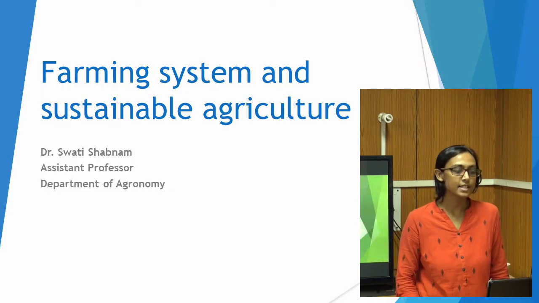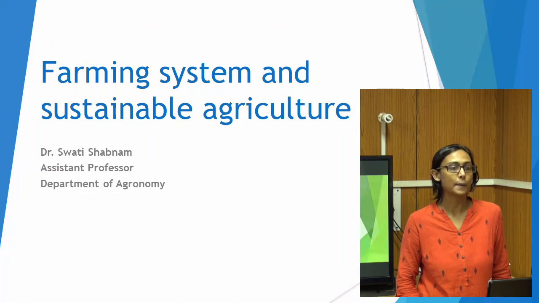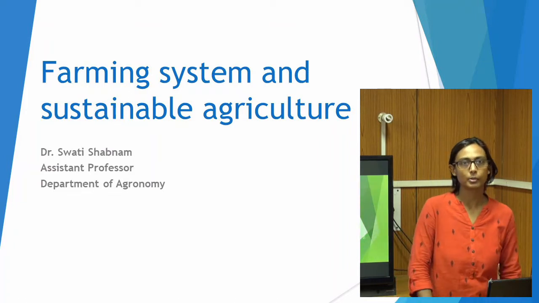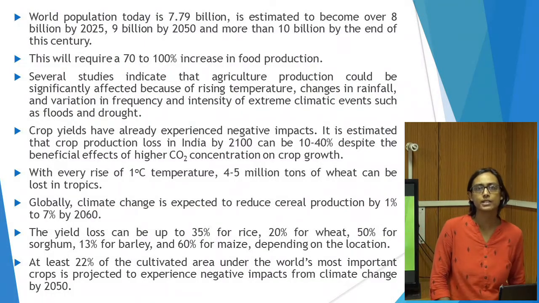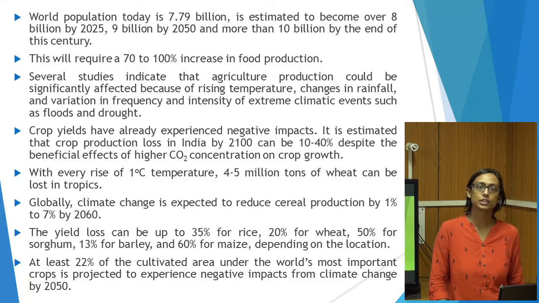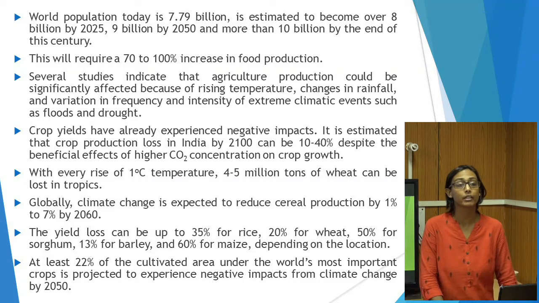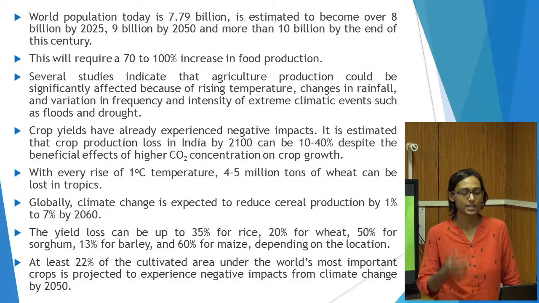The course title is Farming System and Sustainable Agriculture for BSc AG 4th semester. And today we will talk about sustainable agriculture. Now, sustainability is the most talked about term these days. We talk about sustainable production, sustainable growth, sustainable development. So, what exactly is sustainability? The word sustainability means to maintain anything at a certain level, anything at any level.